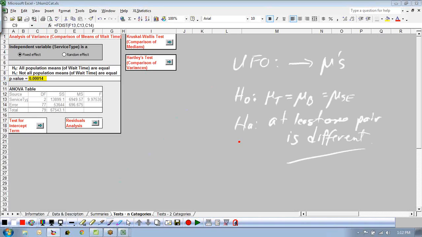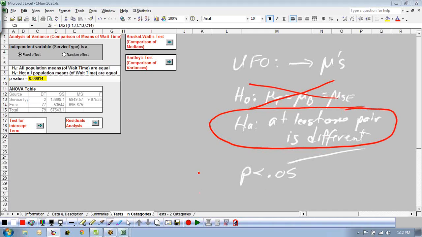There it is, which says that certainly p is less than 0.05. Let's go back to the tail of the tape. Here we found that p is less than 0.05, right? Because 0.0014 is certainly less than that. So therefore, I reject the null in favor of the alternative. So at least one pair is different. Whoopee.